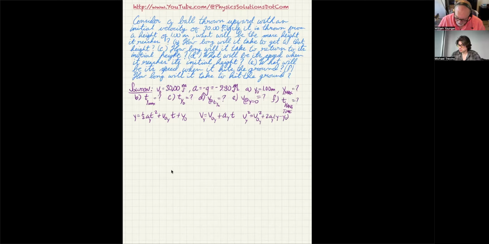So those are some of the kinematic equations that we'll probably use. I'm going to start off with part A. Part A, we want to know how long it will take to reach its max height. The thing to understand here is when the ball is thrown up, it's going to be moving at 30 meters per second. And then after 1 second, it's going to be moving at 30 minus 9.8, which of course would be 20.2 meters per second.